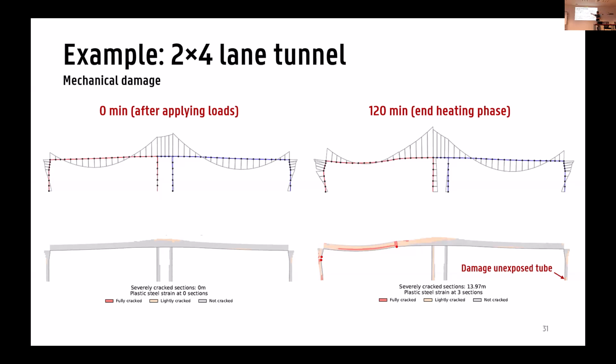And these plastic hinges basically form because the moment lines are moving upwards. So you get higher negative moments in the roof slab and also in the outer wall. Also, an interesting observation is that we also get damage in the unexposed part of the tunnel, which is far away from the actual fire. It's only limited damage, but it is there.